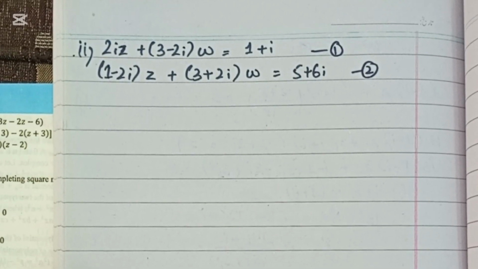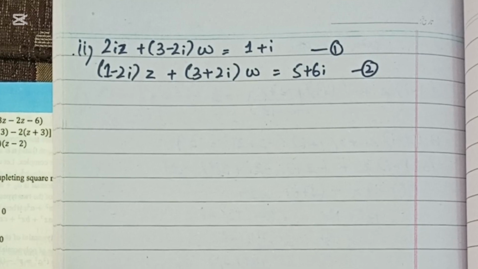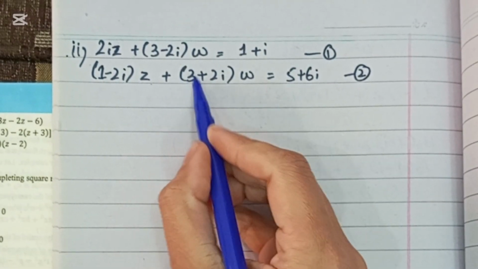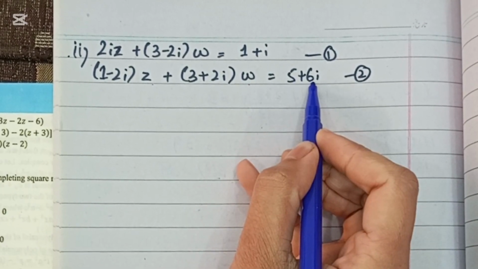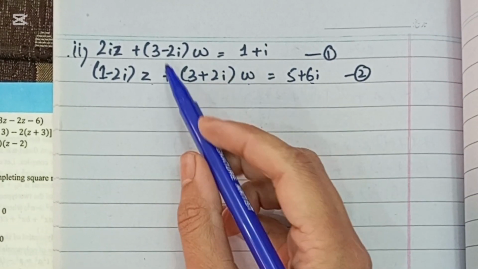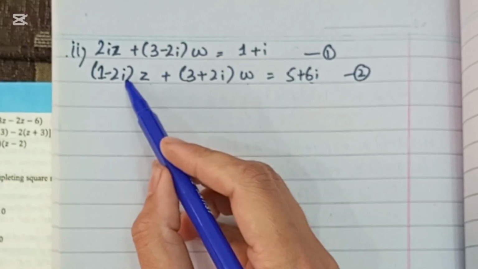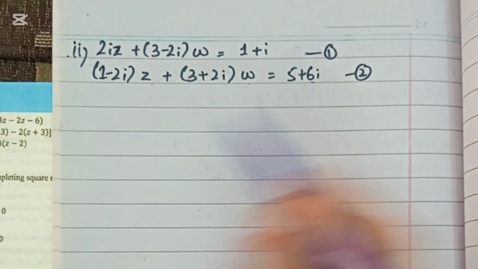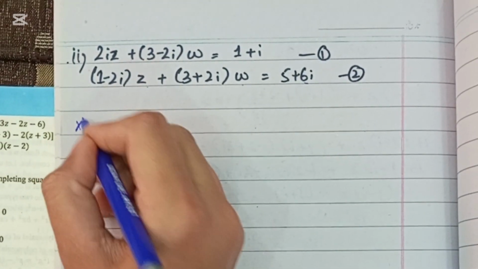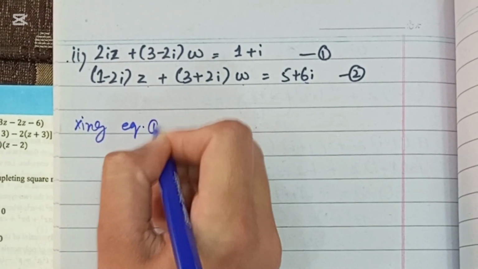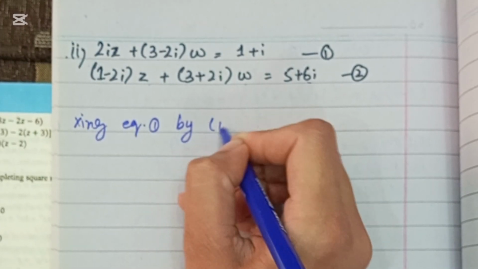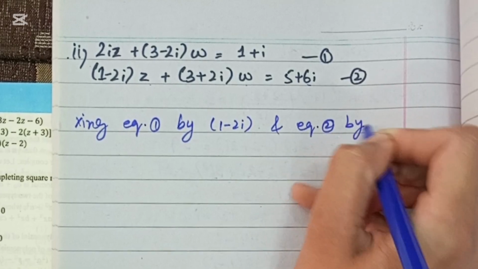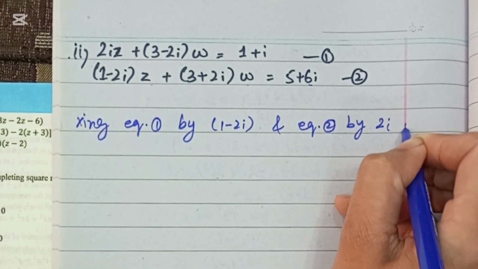Part number 2, 2 iota Z plus 3 minus 2 iota W equals to 1 plus iota. Equation 1. 1 minus 2 iota Z plus 3 plus 2 iota W equals to 5 plus 6 iota. Equation number 2. What we will do, we will multiply the first equation with 1 minus 2 iota and the second one with 2 iota in order to eliminate this Z from these equations and find out W. Multiplying equation 1 by 1 minus 2 iota and equation 2 by 2 iota.